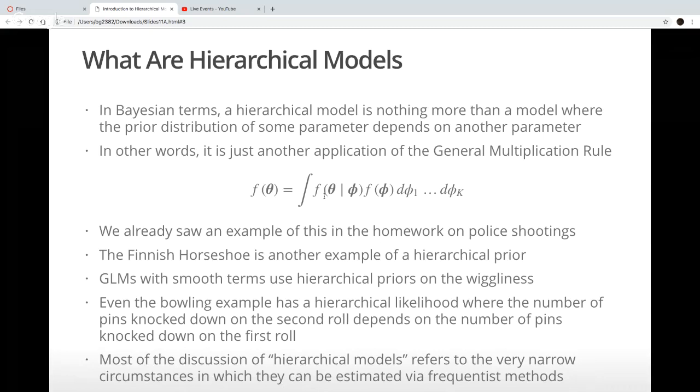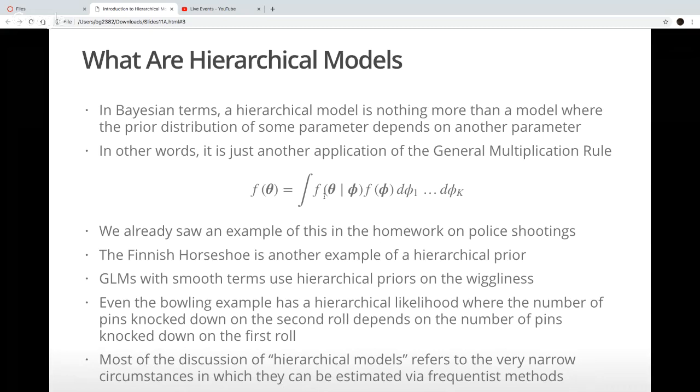So the Bayesian model, okay, we specify a prior conditional on some other unknown, and we're going to estimate the joint distribution of all the unknowns conditional on all the known data. So it's no different conceptually from what we were doing before. And indeed, we've seen a number of examples of these hierarchical structures before, even if we didn't explicitly talk about that at the time.